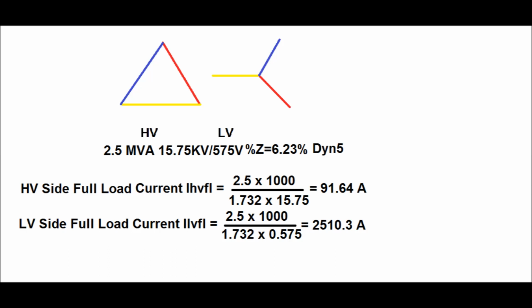Here the HV side full load current is I HV FL equals 2.5 into 1000 by root 3 into 15.75 kV, the HV side voltage, which comes to 91.64 ampere. The LV side full load current is 2.5 into 1000 by 1.732 into 0.575, which is equal to 2510.3 ampere.